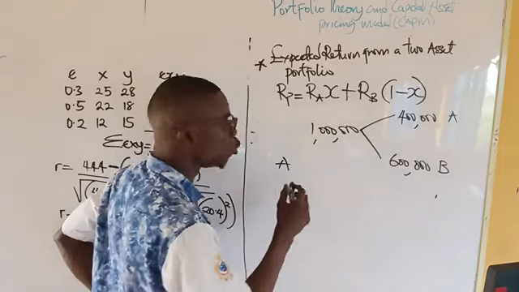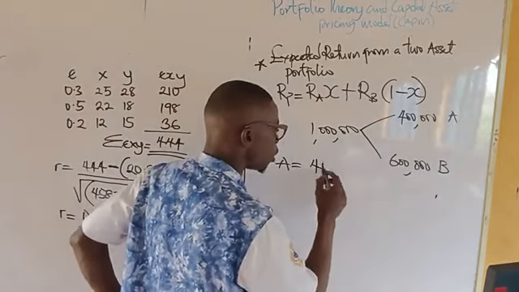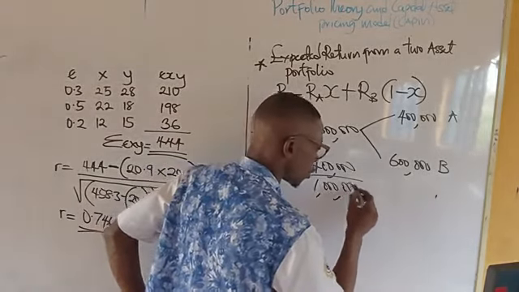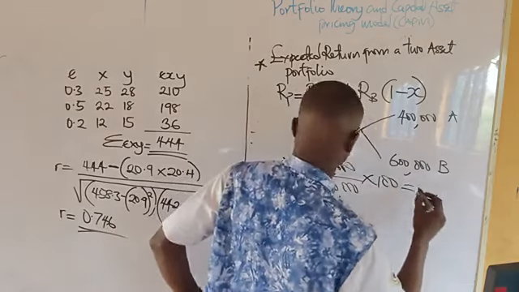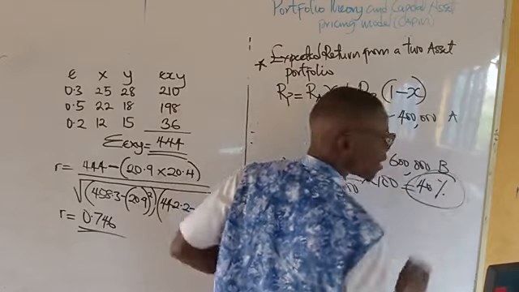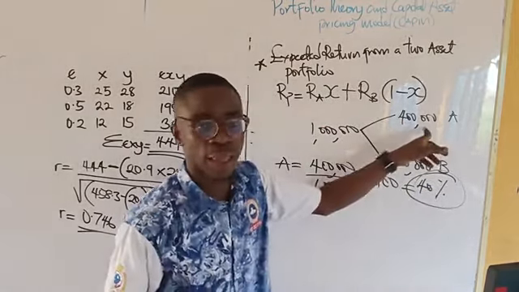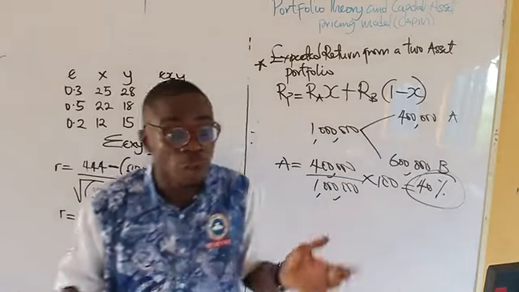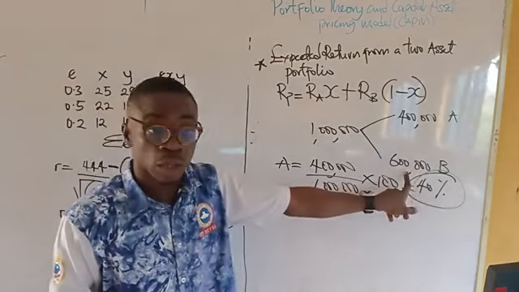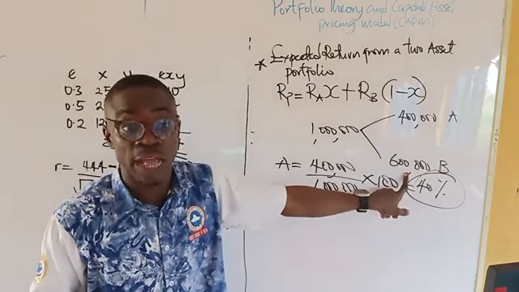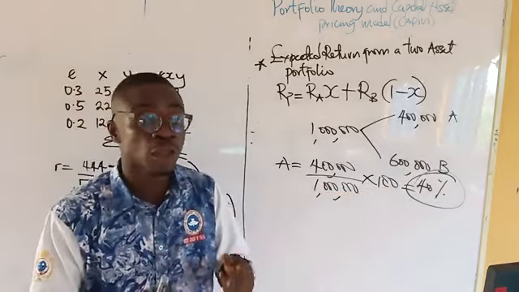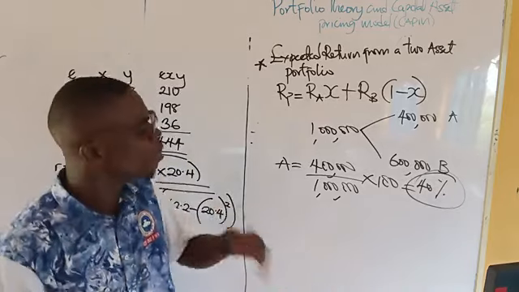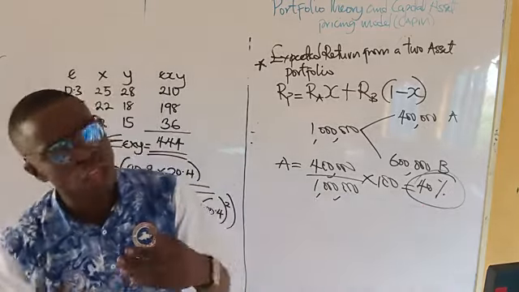So for A, it will be 400,000 over the total 1 million times 100. That will give us 40%. That means we invested 40% of the 1 million on A. Now, for B, you know that you invested 600,000. It will be 600,000 over 1 million times 100. That will give us 60%. But if you are given 40%, you don't need to bother yourself.